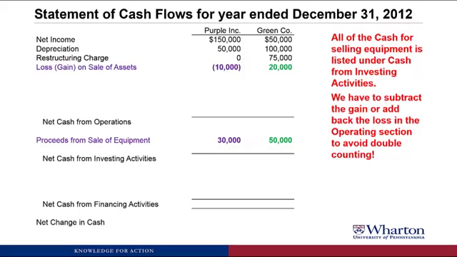But then to avoid double counting, we need to remove the gains and losses from the operating section. So for purple, they had a gain of $10,000. We subtract that gain to remove it from net income to get to cash from operations. For green, they had a loss. We need to add that loss back to remove it from net income to get to cash from operations. By taking out the gains and the losses, we avoid double counting the cash flow in operating. We've already recognized that cash flow in investing.